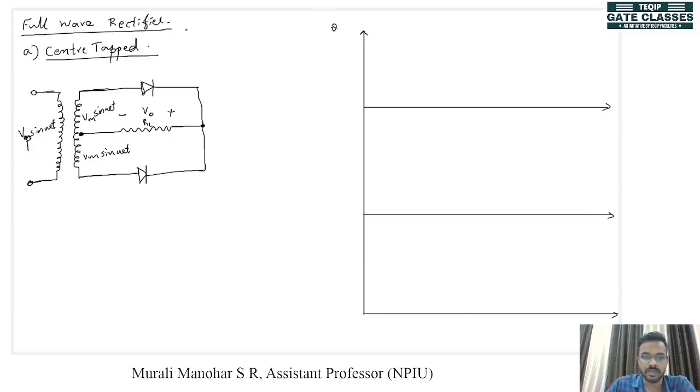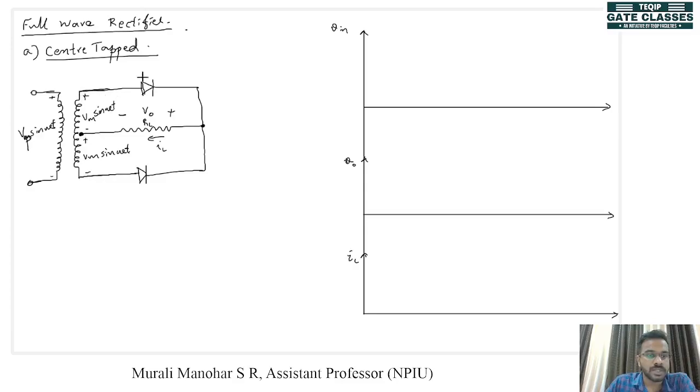So this is V in, this is V out, and this is load current IL. Okay. Now during the positive half cycle, we know that this end is more positive compared to this end. So this end will be more positive compared to this end, and this end will be more positive compared to this end.